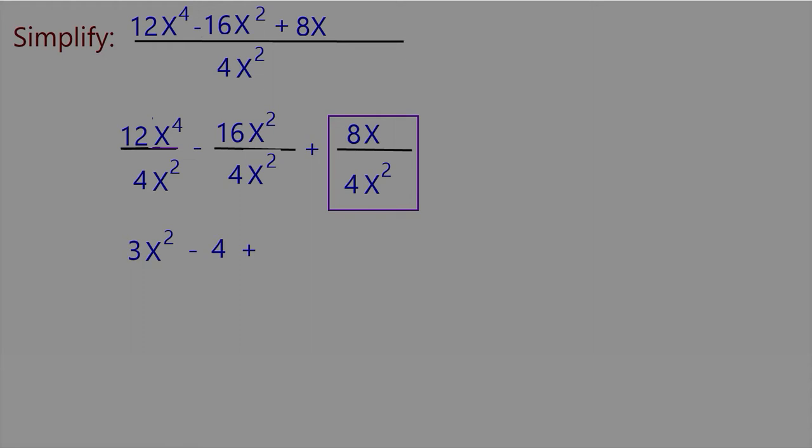8 divides into 4 leaves 2. X raised to the power of 1 divides into x raised to the power of 2, gives x raised to the power of negative 1. We are left with 2 times x raised to the power of negative 1. We want to make the exponent of x positive, so we write 2 and x as a fraction, with 2 in the numerator and x in the denominator.